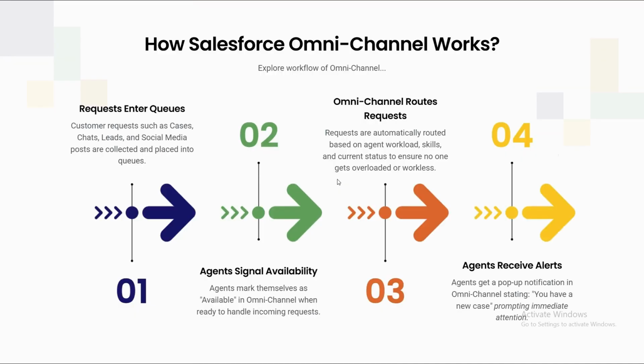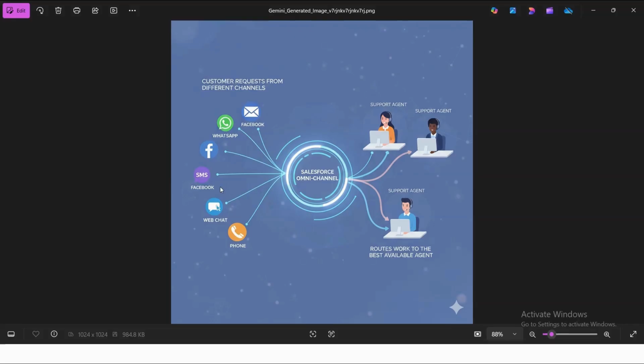So guys, in this slide, we will understand how Salesforce Omnichannel works. We will understand the workflow of Omnichannel. I will give you an example. Let's say you send an email for support, for example, my laptop is not working. You send an email saying my laptop is not working, and it comes to the Salesforce Omnichannel. Once it comes to Salesforce Omnichannel, it may be converted to a case. Right now we will consider that email as a case.